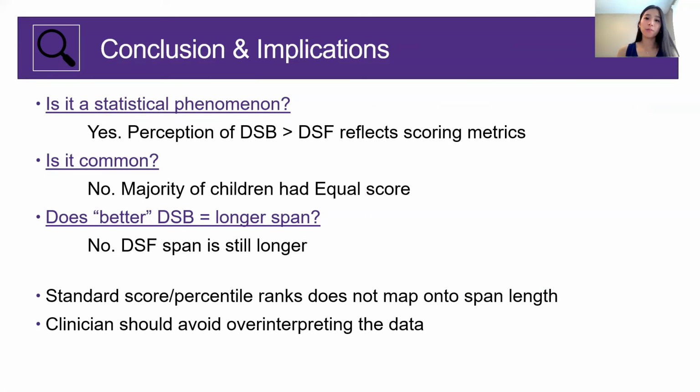In conclusion, it seems that the perception of higher backward than forward score is likely a reflection of the scoring metrics of the TILLS. It is very uncommon for children to have a higher backward score, and in fact, the majority of children had an equal score or no difference between the digit span scores. Finally, even in cases where most scores indicate a higher backward score, span length was still longer for the forward than backward tasks. Therefore, we caution clinicians against overinterpreting the data and not to be misled by higher backward scores mapping onto span length itself.